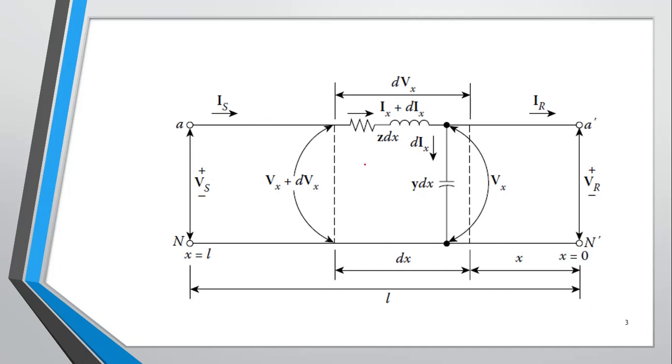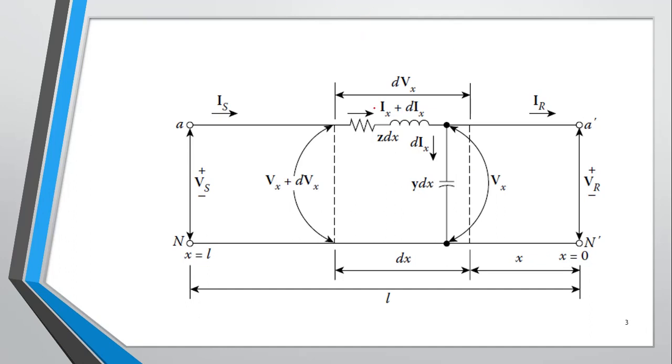This portion is called dx, and x is a parameter which is opposite to the length. When the length is 0, x is L, and when the length is maximum L, x is 0, so it is opposite to the L parameter.